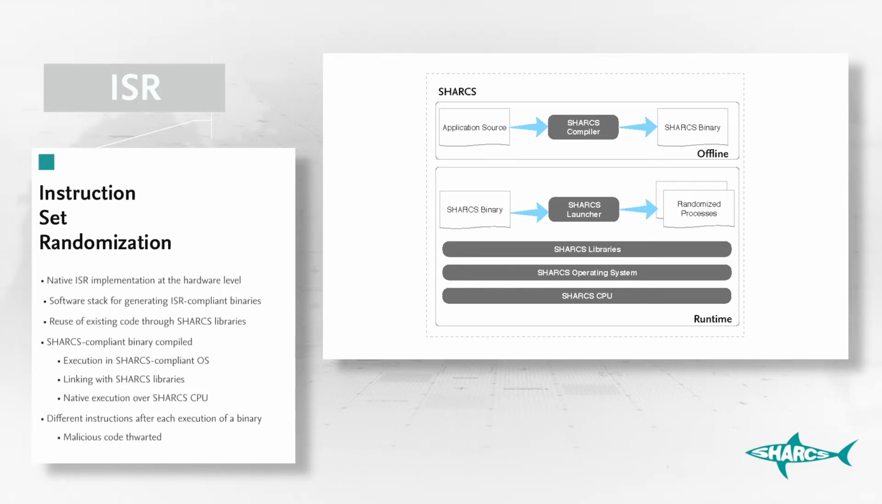SHARCS implements ISR natively at the hardware level and provides all necessary software stack for generating ISR-compliant binaries, as well as existing code that can be reused through ISR-enabled SHARCS libraries. There is a number of entities, all part of the SHARCS platform, involved in realizing ISR. First, the compiler produces a SHARCS-compliant binary. This particular binary can run in a compliant SHARCS OS, link with SHARCS libraries and run natively over a SHARCS CPU. The instructions executing through SHARCS are different each time the binary is loaded and run, and therefore malicious code cannot take advantage of the running process.